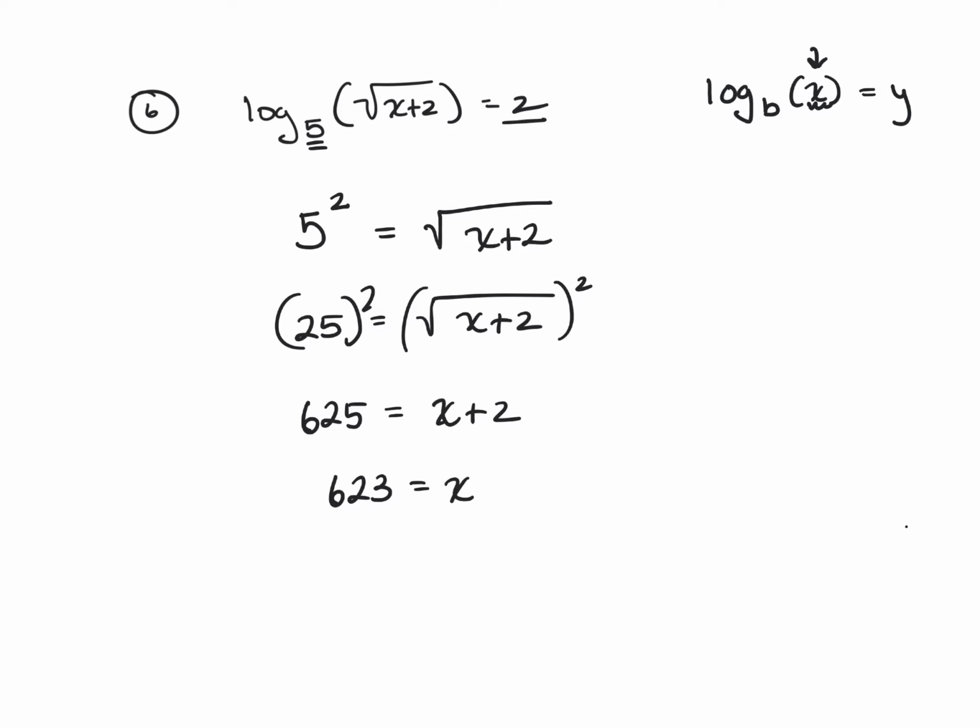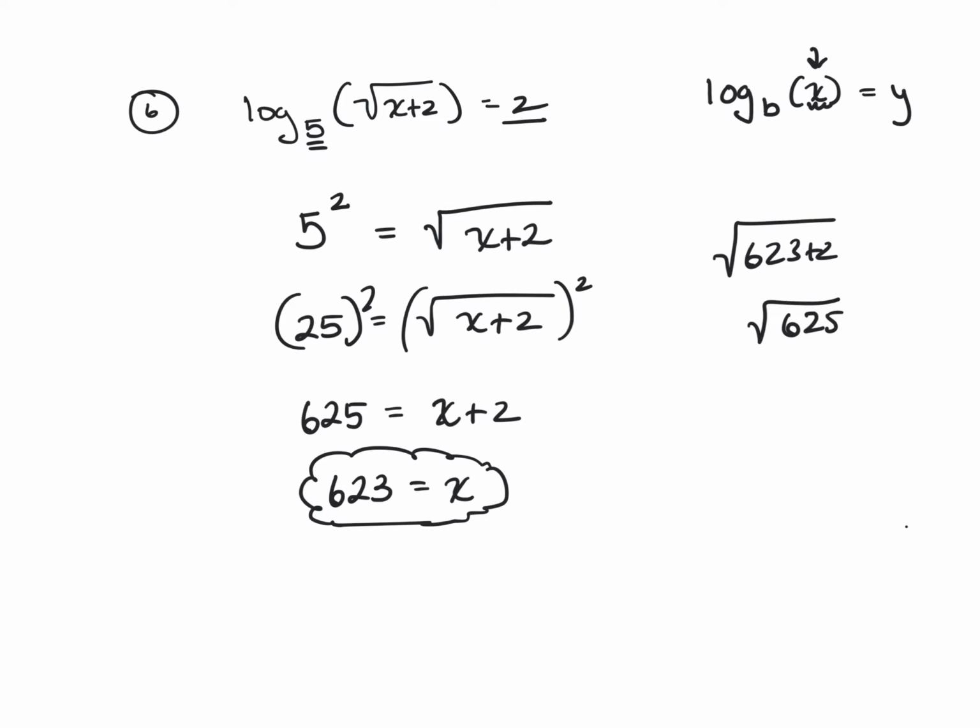At this point, we can check it if we want. But I will say, for this problem, I know for a fact that it does work. If you plug it back in, the square root of 623 plus 2 becomes the square root of 625, and the square root of 625 indeed is 25. If we were looking at this in conversion form, we would say, does 5 squared equal 25? Yes, we have our answer, and then we are done. So this does work. That solution is a valid solution, and that's the end.